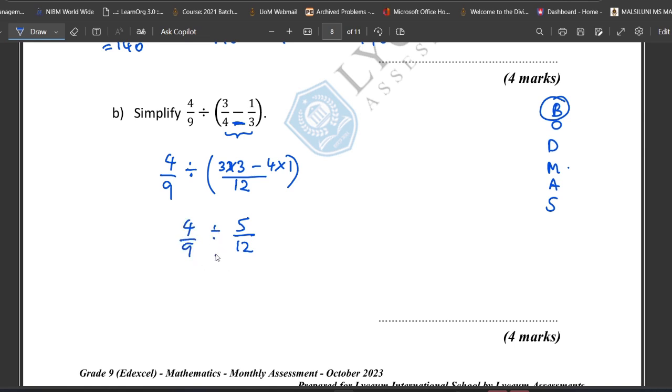This one. Now I have to turn the second fraction upside down and make this multiplication. 3 and 4. This becomes 16 over 15.